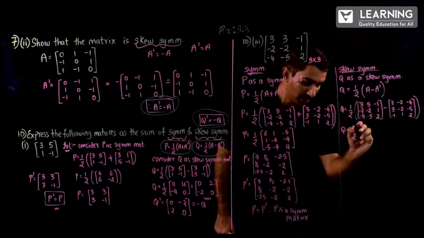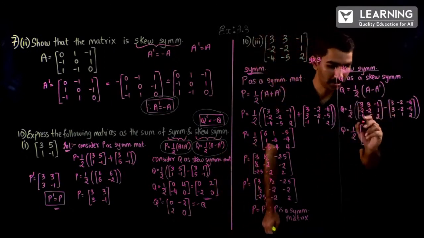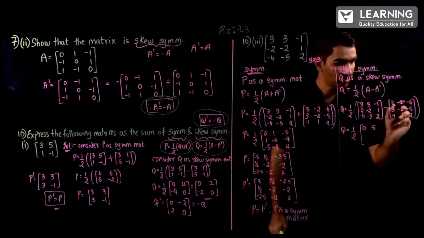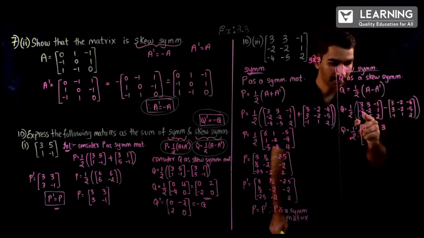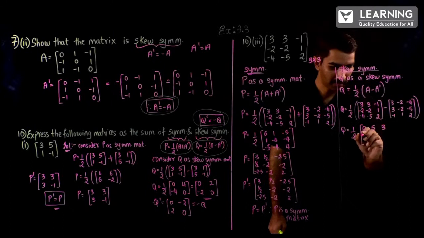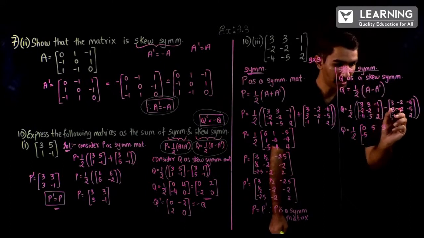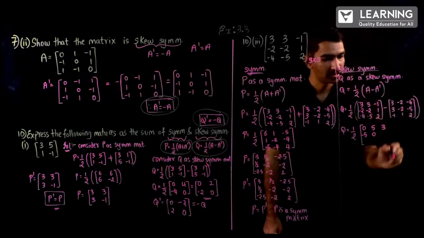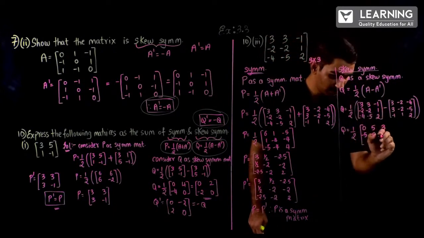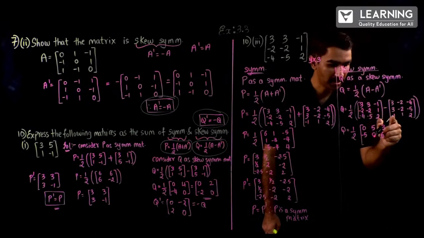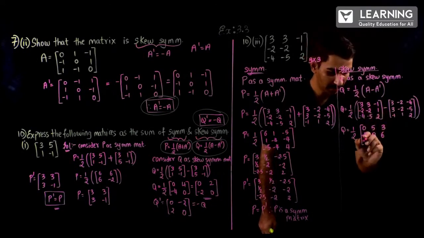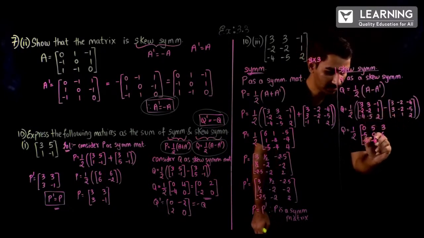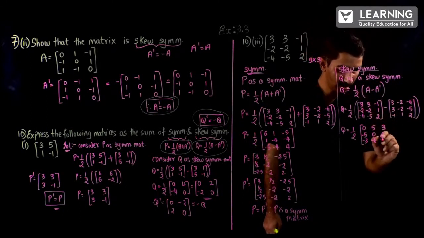What will be getting? Q equals 1 by 2 of, subtract students, 3 minus 3, 0, 3 minus of minus 2, 5, 1 minus of minus 4, so it will become plus 4 minus 1 is 3, minus 2 minus of 3 minus 5, minus 2 minus of minus 2, that will become plus 2 minus 2 is 0, 1 minus of minus 5, so it will become plus 5, so 1 plus 5 is 6, minus 4 minus of minus 1, that will become plus 1, minus 1 plus 1 is minus 3, minus 5 minus of 1, so it will become minus 6, 2 minus 2 is again 0.